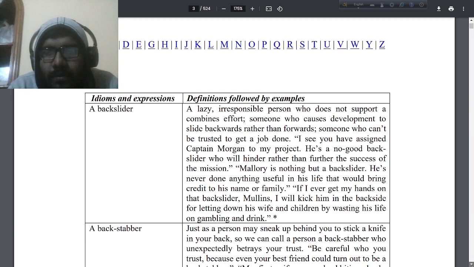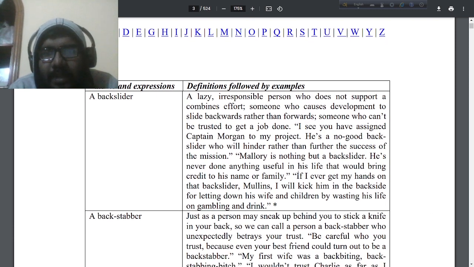Okay, so here's one more example. If I ever get my hands on that backslider, my lords, I will kick him in the backside for letting down his wife and children by wasting his time on gambling and drink. This example describes someone who wants to kick someone in the backside. Letting down is not caring about someone's wife or children because he was addicted to alcohol and gambling.